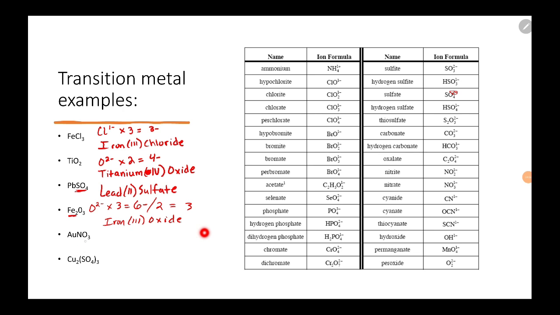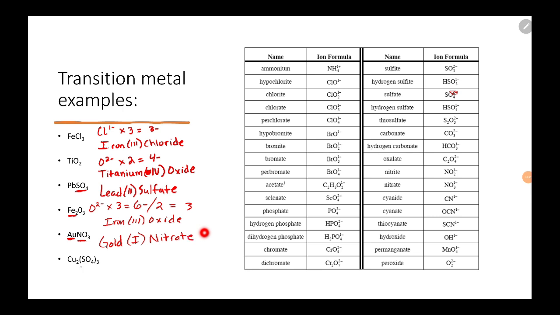The next example we see there is AuNO3. Au is the element symbol for gold. We see there is one gold ion and one nitrate ion. If we check the polyatomic ion chart, we find that NO3 is the formula for nitrate, and that nitrate has a 1- charge, and since there is only one gold atom that needs to balance out a 1- charge, that is gold(I) nitrate.